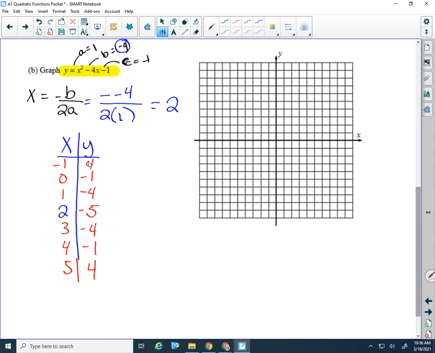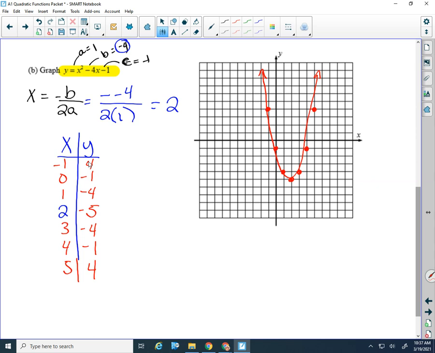Next step is take these points and plot them on our graph. Negative 1. And connect them, make it look as close to a U as you can. Oops, I missed that one, but that's okay because it's not Delta Math.